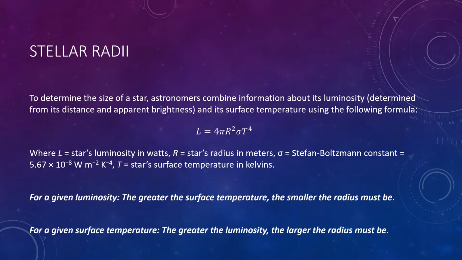First, we can determine the radius of a star from its luminosity and surface temperature. Second, for a given luminosity, the greater the temperature, the smaller the radius must be. For a given surface temperature, the greater the luminosity, the larger the radius. So these things are very important, so be careful.